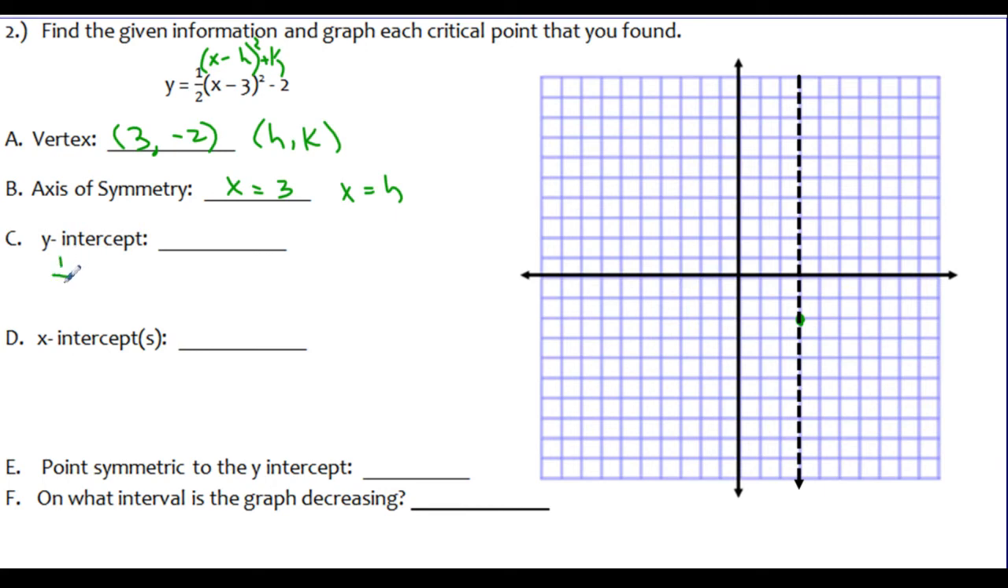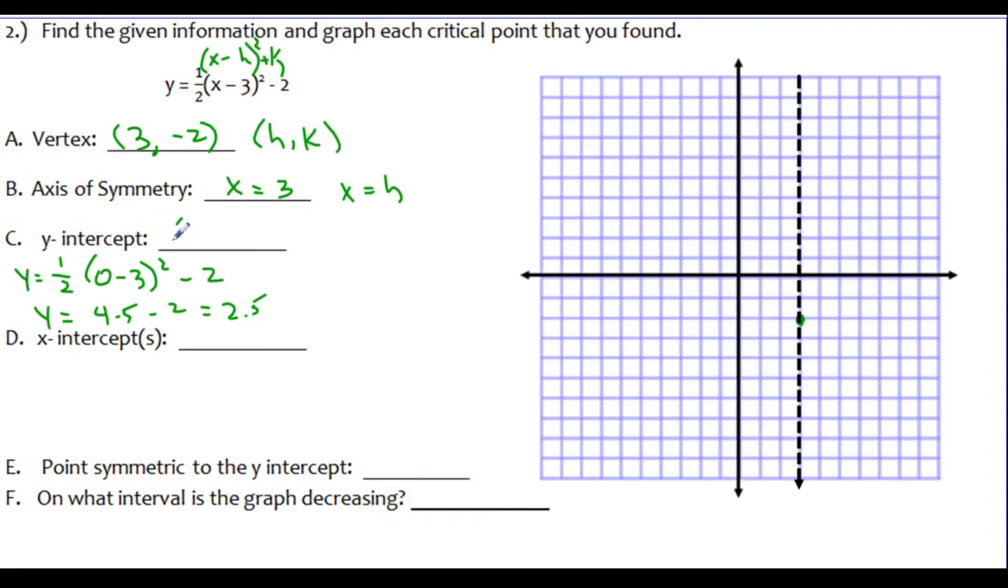So I'm going to take my problem and say y is equal to a half times (0 minus 3) squared minus 2. And I need to simplify this. So 0 minus 3 is negative 3. Negative 3 squared is 9. Half of 9 is 4.5 minus 2. So this is turning into 4.5 minus 2, which is about 2.5.